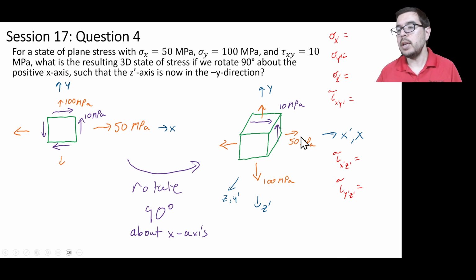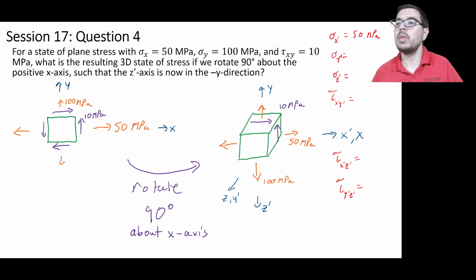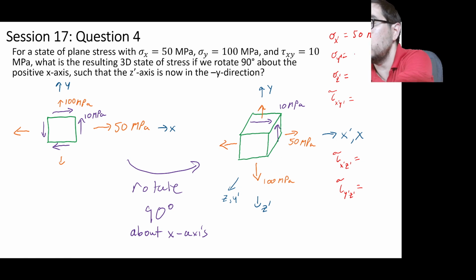Originally, there was this 50 megapascals in the x direction, and x has now become x prime. There's still 50 megapascals in that x prime direction. So sigma x prime will be 50 megapascals still. The sigma y prime: sigma y is now, so this is y original, y prime's coming out this face. Originally sigma y was the 100 megapascals, but now y prime's coming out of this face. There's nothing coming out of this face, so this is just going to be 0.